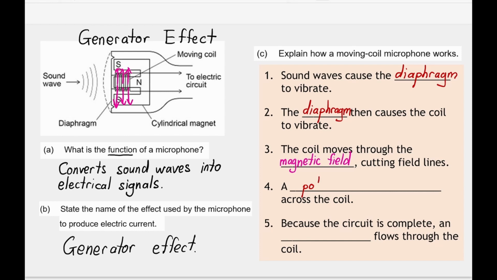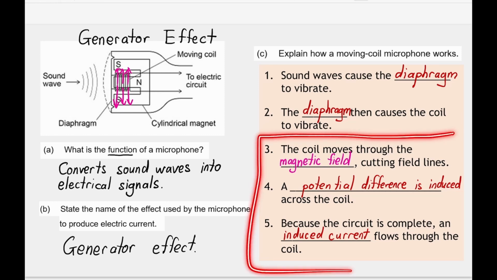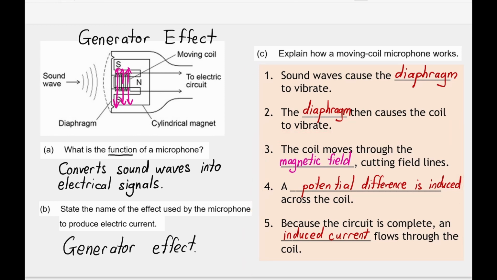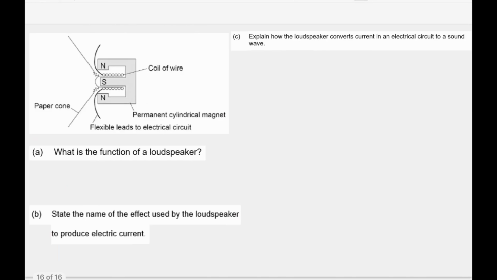First, we talk about a potential difference being induced across the coil. Only then do we refer to the current that's induced if the circuit is complete. You should spot the similarities in this answer to our response about the alternator earlier on. The new points are about the diaphragm moving, which is triggered by sound waves hitting the microphone. Let's try one final question about a loudspeaker. If you would like to attempt this question on your own, please pause the video now.